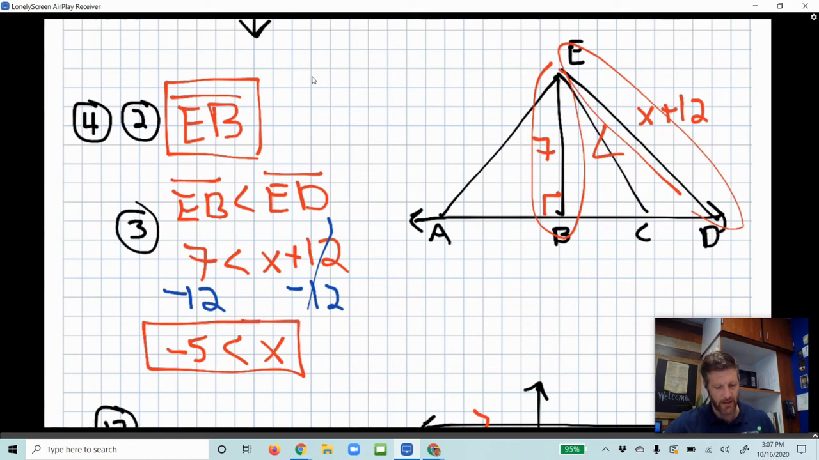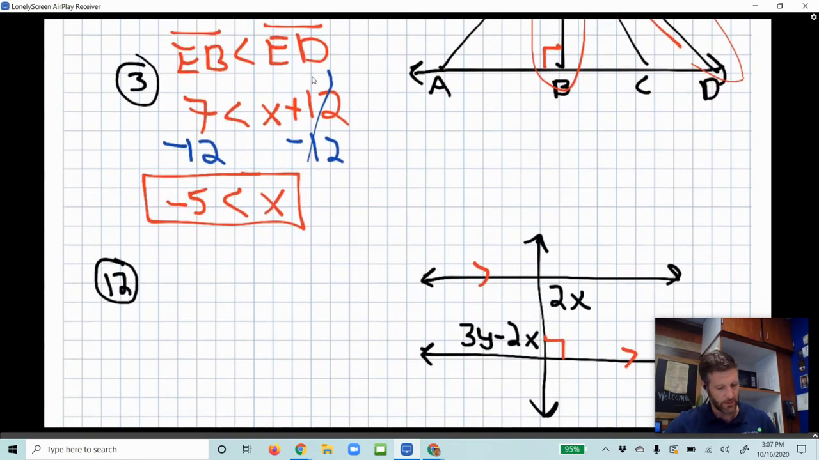And again, how did I set that up? Well, because you just set up the perpendicular line, which is EB, or 7 in this case, has to be smaller than the segment ED. And then you just make sure you put the values in there and solve for x.